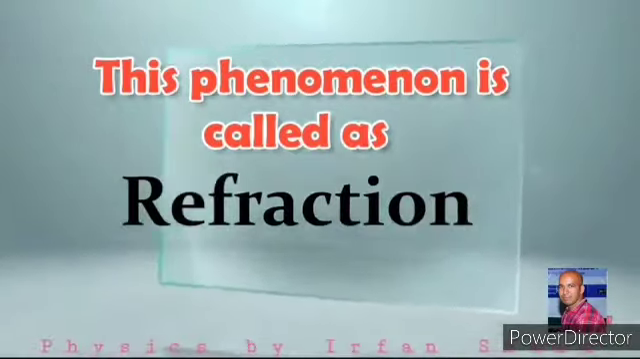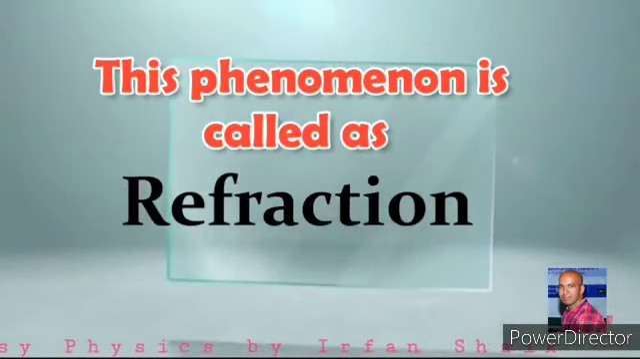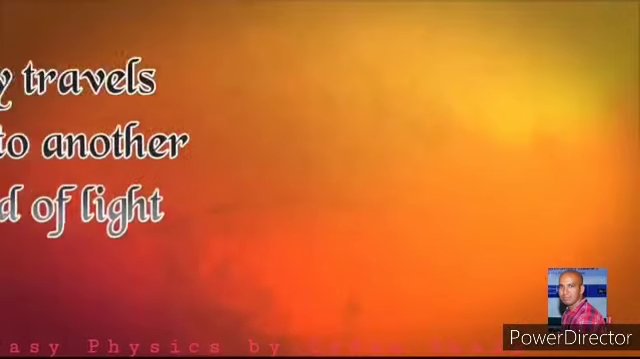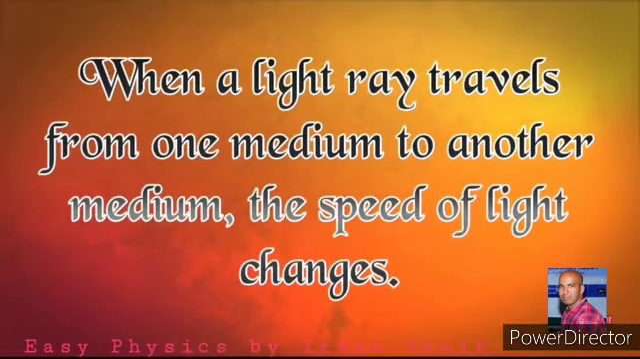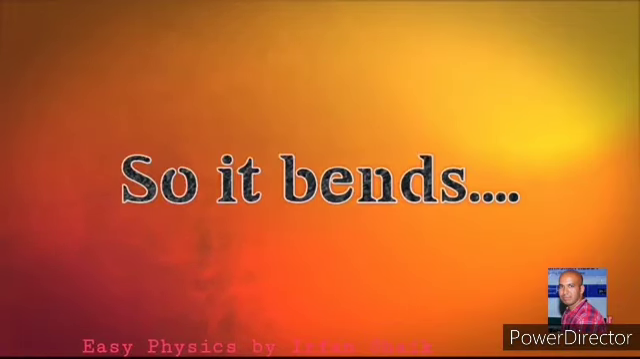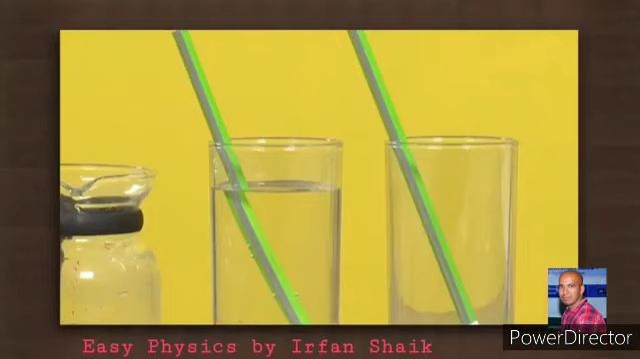Why is the light ray bending? When a light ray travels from one medium to another medium, the speed of light changes. So, it bends. Let us take a few examples to understand this. Here, the pencil looks like it is bending because the speed of light in air and water is different. That's why it bends.